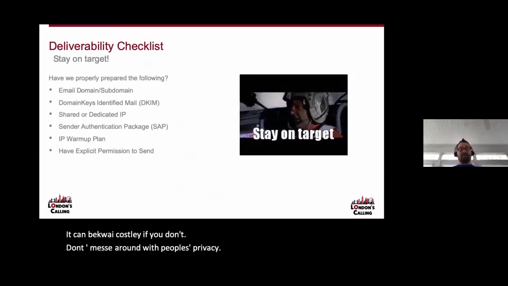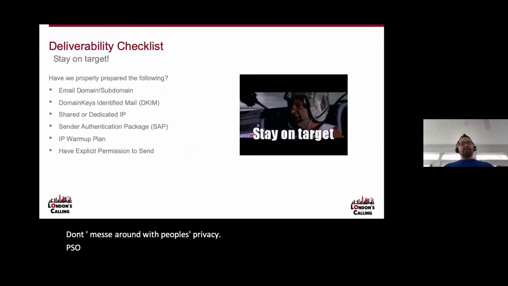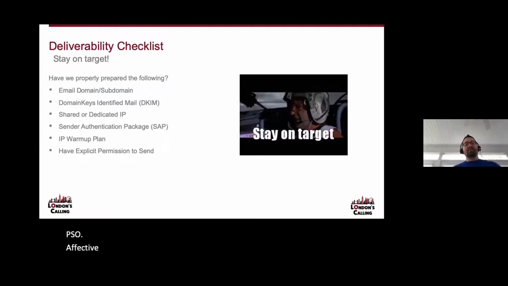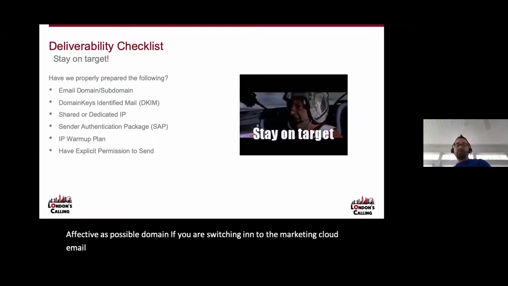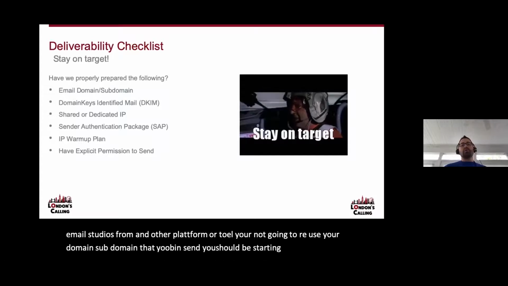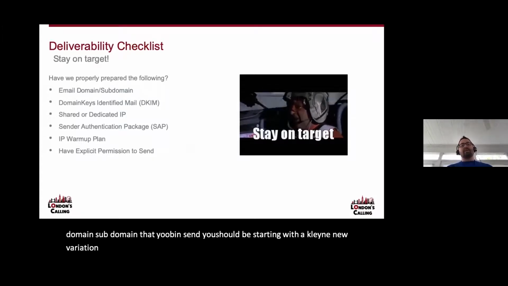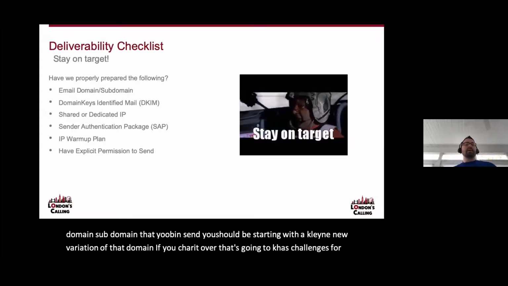So from a checklist perspective, let's stay on target. Some of the things that really help our deliverability be as effective as possible is making sure that we are using a good, clean domain. If you are switching into the Marketing Cloud Email Studio from another platform or tool, you're not going to reuse your domain or subdomain that you've been sending. You should be starting with a clean, new variation of that domain. If you carry it over, that's going to cause challenges for you and is strongly discouraged.